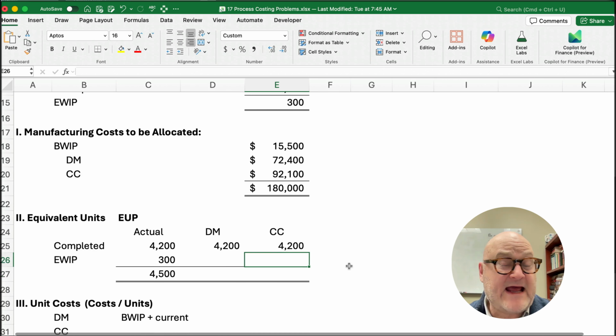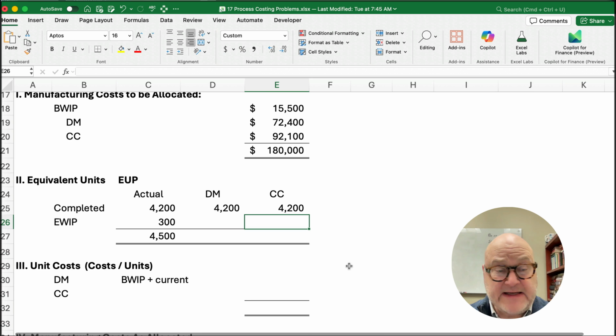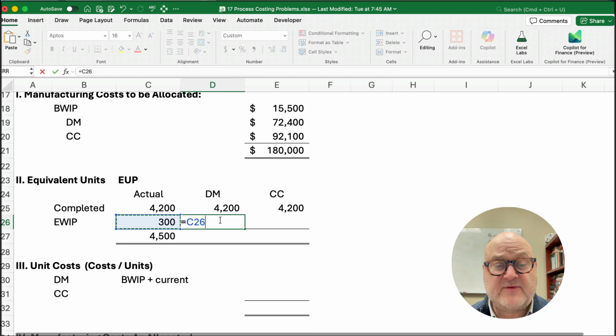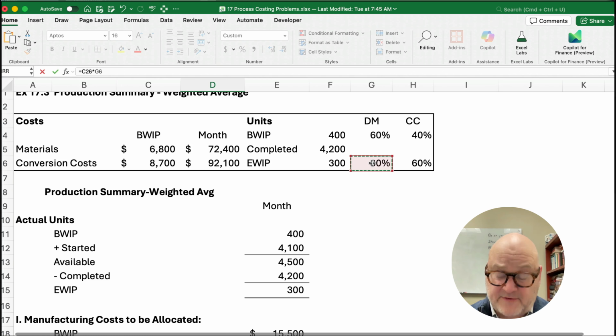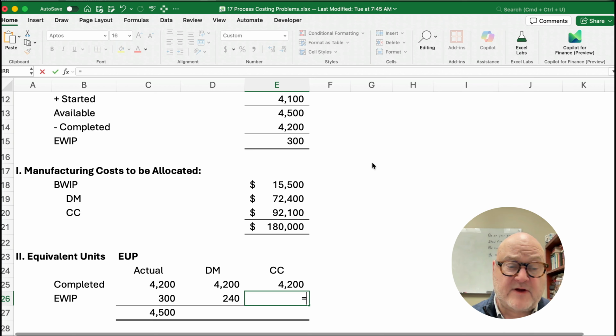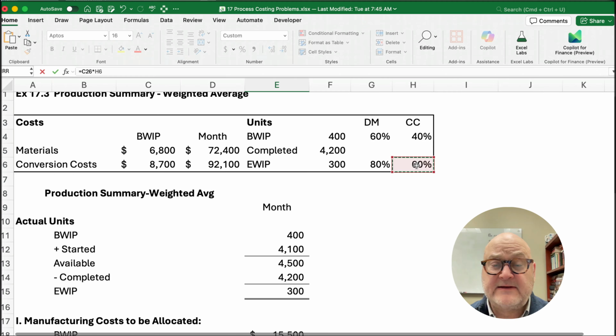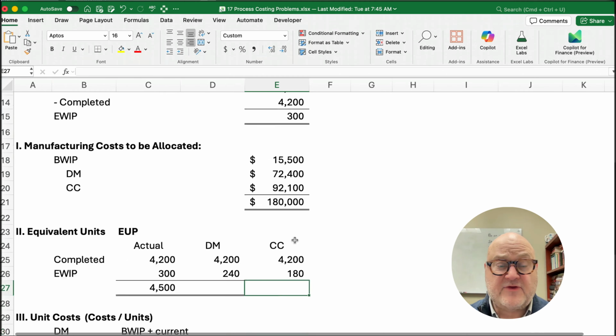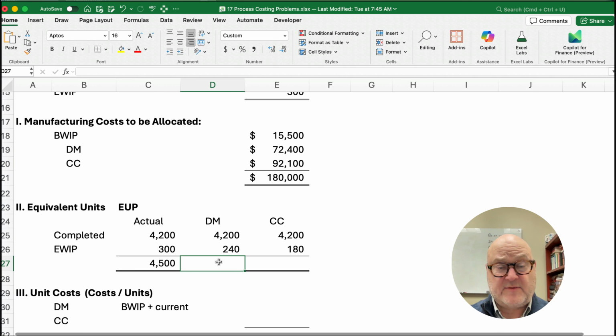Now, this is the weighted average method, so all we keep up with is completed and then ending work in process. We know we started some in the previous month. Well, for ending work in process, we have 300 that are, for materials, 80% complete. So 300 times 80% is 240. We did the work of 240, and we do the same thing for conversion costs: 300 times that percent, which I believe is 60%. 300 times 60% is going to be 180.